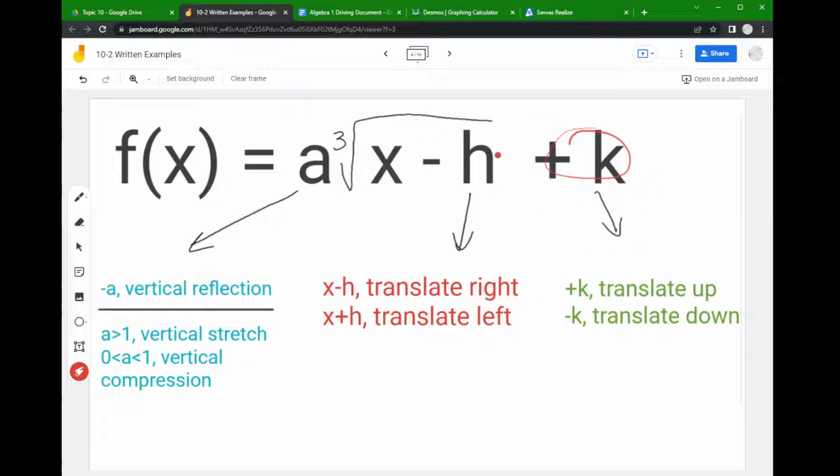The k value is outside of the square root house, and it behaves as you'd imagine. So plus k will translate the graph up, and minus k translates the graph down.